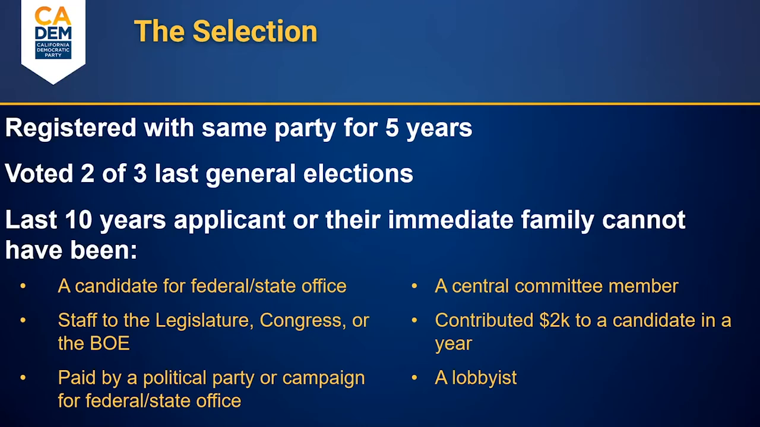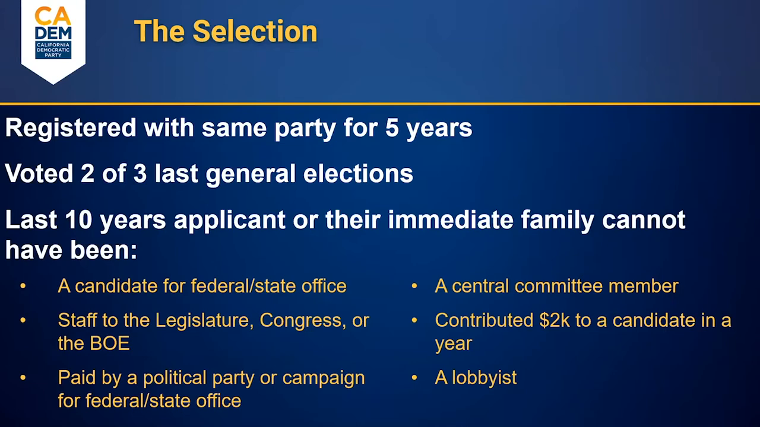The only restrictions are you have to have been registered with the same political party for 5 years. You have to have voted in at least 2 of the last 3 general elections. And then there's a host of disqualifiers for potential conflicts of interest, which you can see on the screen. Notably, while I said most Californians would be eligible to apply for this commission, probably almost all of the participants on this webinar would not be qualified, because among the disqualifiers are that if you were a county or central committee member, meaning state or county, in the last 10 years, or any of your immediate family were, you would have been disqualified from applying.